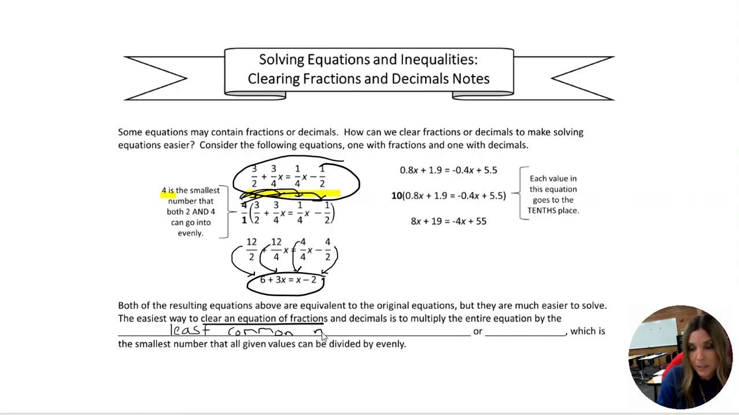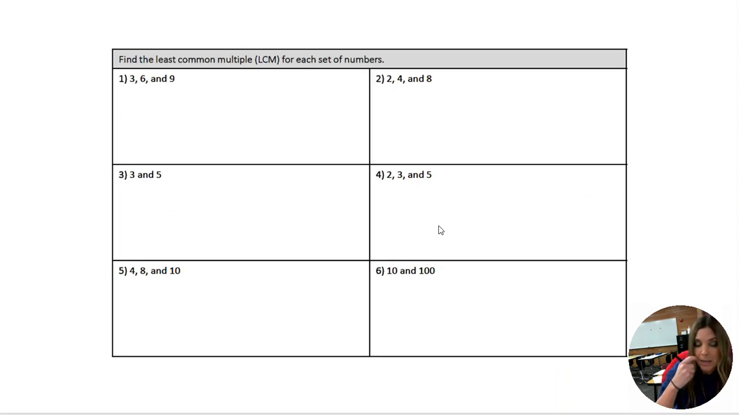Okay, so when you're trying to clear out fractions from an equation, you want to find the least common multiple, and then you multiply every single term in the equation by that least common multiple. On this particular part of your notes, all we're doing is practicing finding the least common multiple. I'm pretty sure that if you're watching this video, this is a skill that you already know, but I'm just going to review it in case you don't.